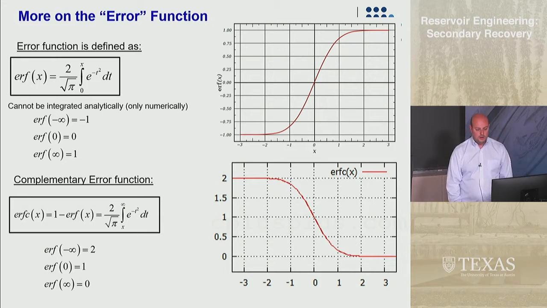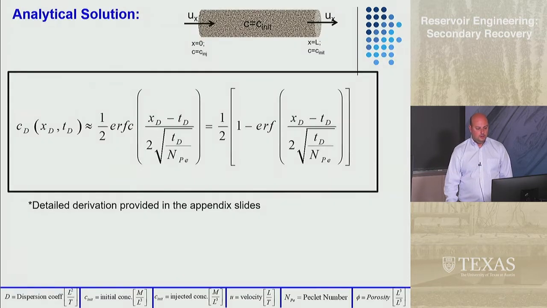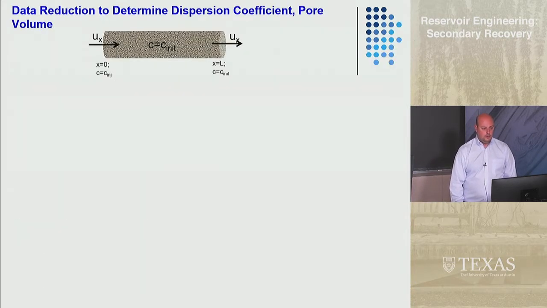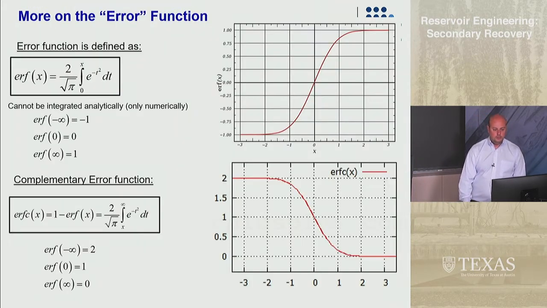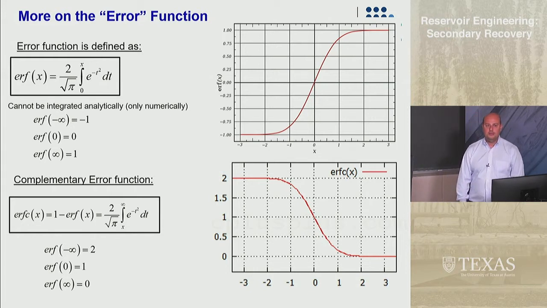You could use either one of these. It's probably easier to use the complementary error function because, as we saw in here, then you don't have to subtract the value from 1. You just use this directly. So that's the solution. Okay. And on your next homework, I might ask you to plot that solution.